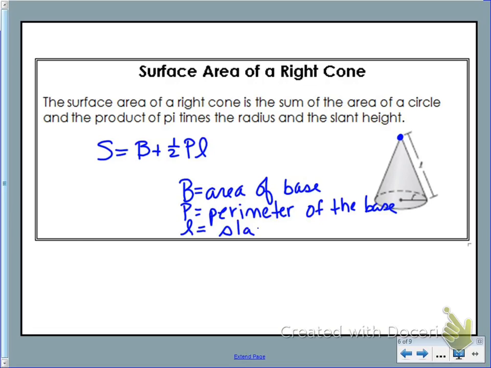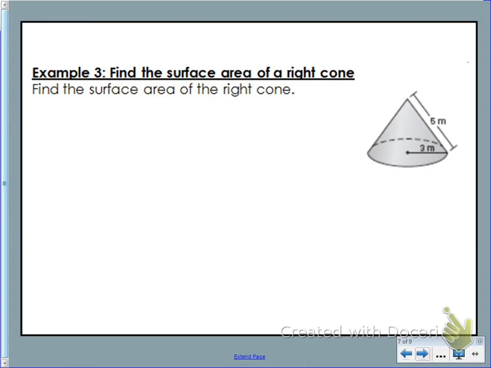Be careful not to use the perpendicular height. We want the slant height, which will be along the outer part here. It shows it, where this is the slant height. Now, the only thing that makes this problem a little bit different from some of the pyramids we've already seen is that the base is a circle. And in this case, it's a radius of 3 meters.